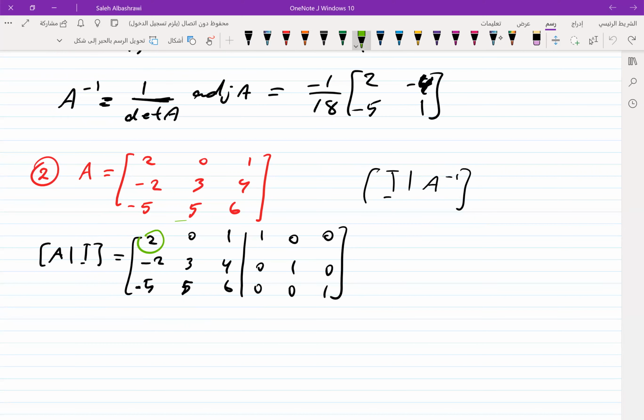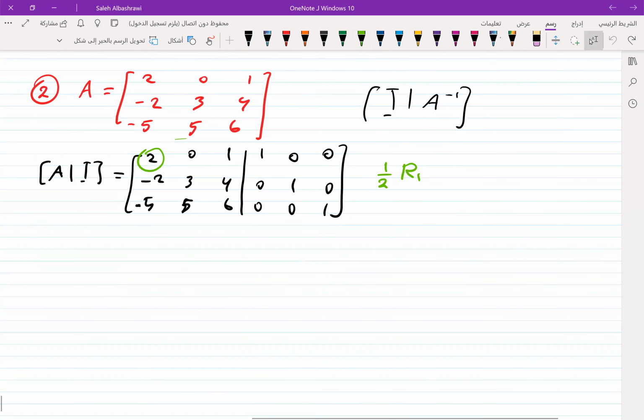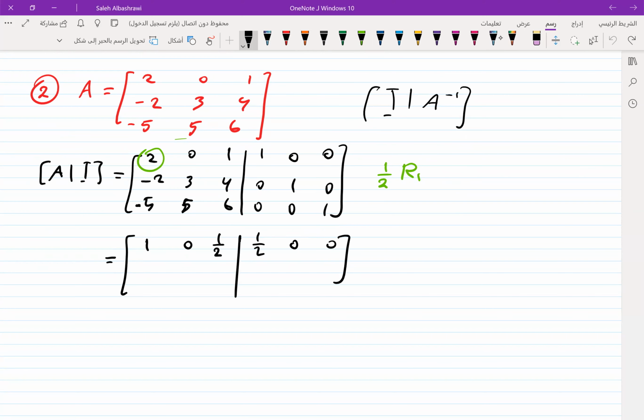So the first element, we need to make this equal to 1. So we'll divide R1 by 2 or multiply by half. This will be 1, 0, 1 over 2, 1 over 2, 0, and 0. This is the first row. Second row will be as it is, minus 2, 3, 4, 0, 1, 0. Third row, minus 5, 5, 6, 0, 0, 1.